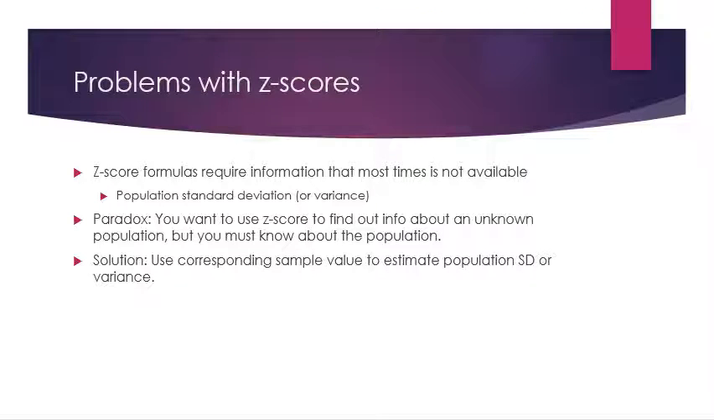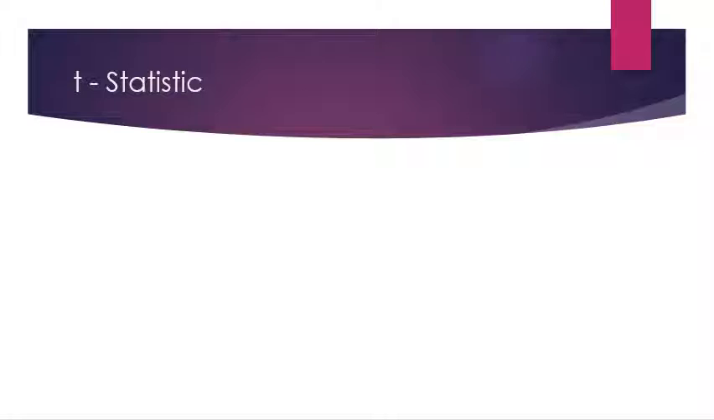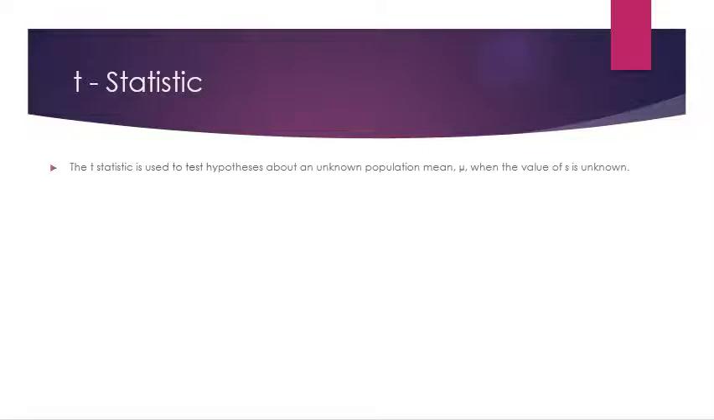So the solution is to use a corresponding sample value to estimate population standard deviation or variance. And then you would compute an estimated standard error based on sample data. So if we're going to use an estimated standard error, this means we can no longer use a z-test, but instead we're going to use what's called a t-test. So let's look at the t-statistic.